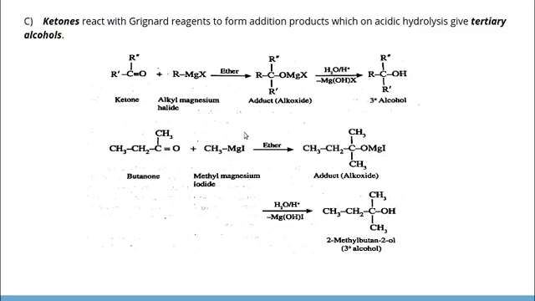So in general we can say that formaldehyde forms primary alcohol with Grignard reagents, then aldehydes other than formaldehyde form secondary alcohols with Grignard reagent, then ketones form tertiary alcohols with Grignard reagent. This is a very important reaction and used for the preparation of different types of alcohols from carbonyl compounds.